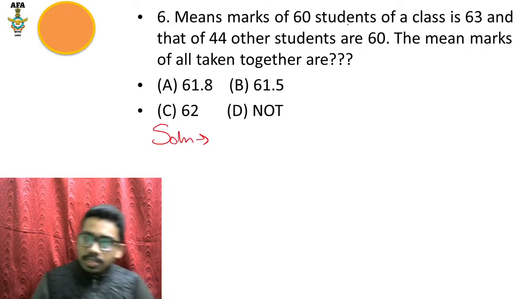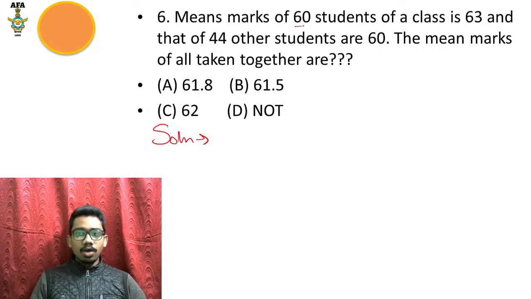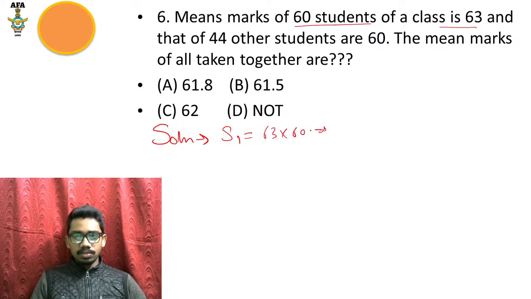So mean marks of 60 students of a class is how much? It is 63. So sum S1 will be 63 into 60, which equals 3780. And that of 44 other students is 60. So S2 will be 44 into 60.